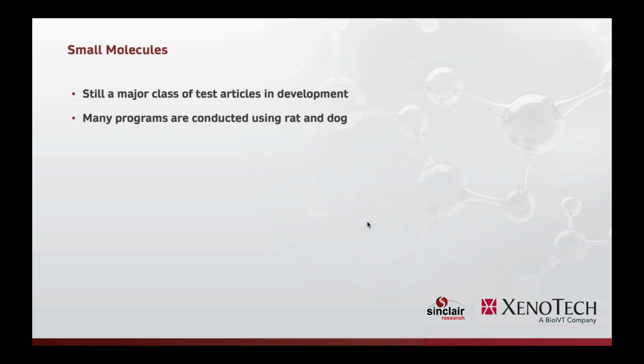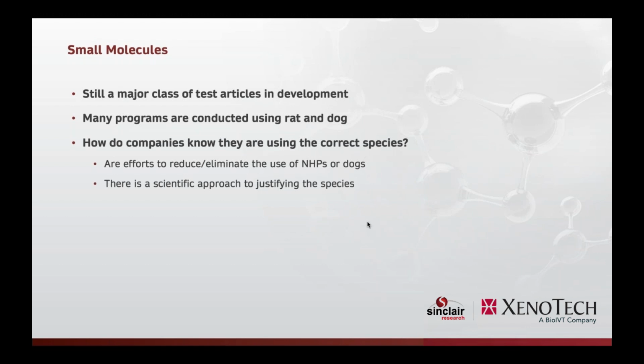And a lot of times people will default to the rat and dog, and that's for good reason, because historically that's been shown to be what is needed for small molecules. But again, as I said earlier, you cannot just use rat and dog and assume that it's going to be the right species for you, because things can be different. So how do you know?